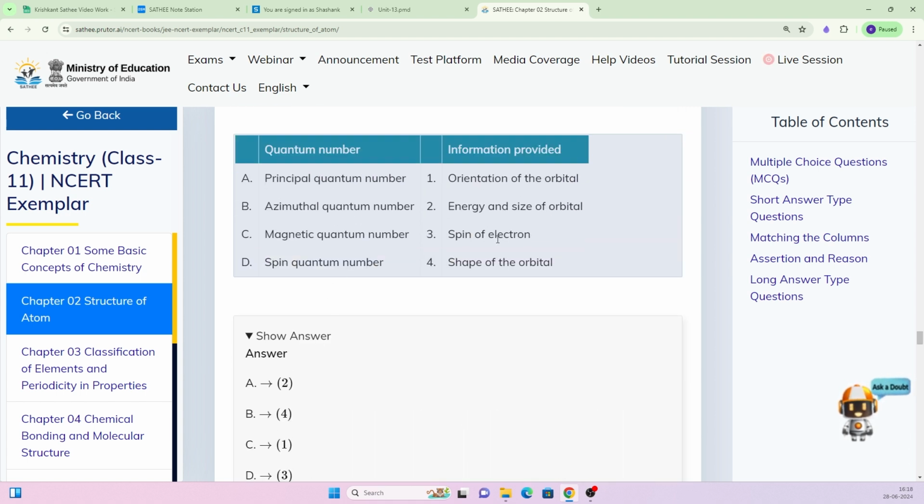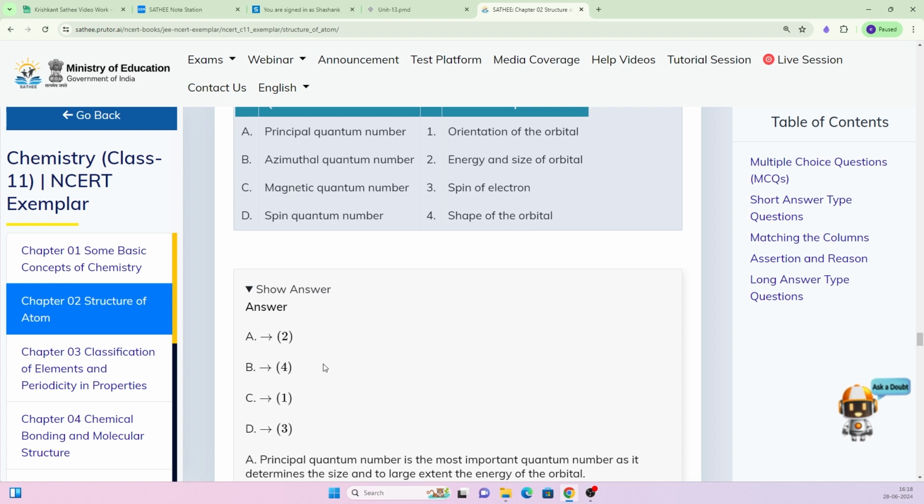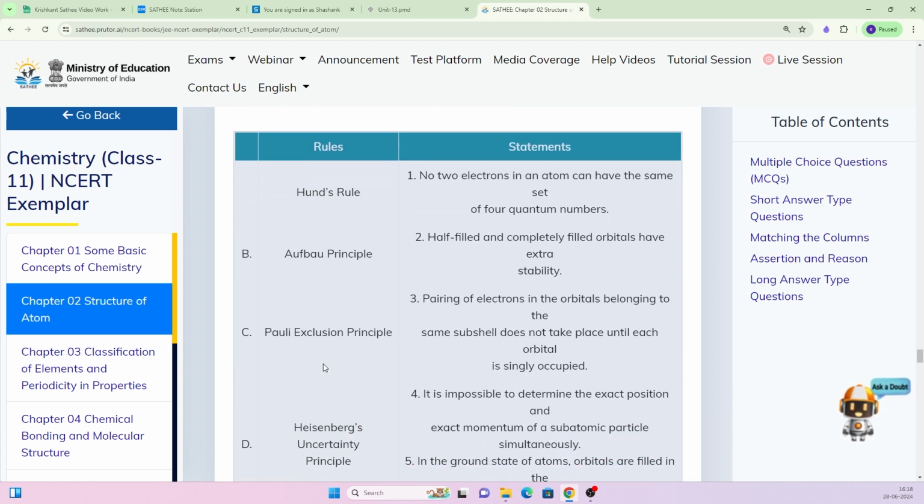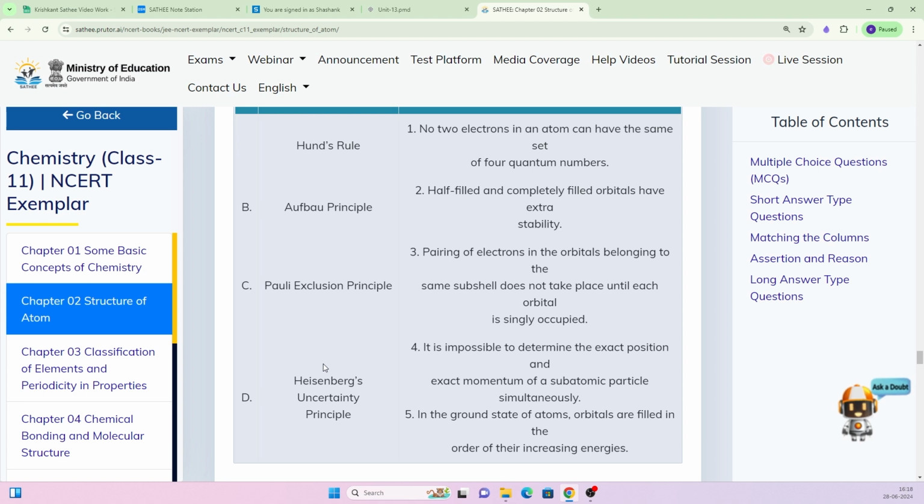So A, we have 2, that is energy and size. B, we have azimuthal, that will give the shape. C, we have the magnetic quantum number, that will give the orientation. And D, we have 3, which is the spin of the electron. Clear? Okay. Next question. We have to just see which rule goes with which.